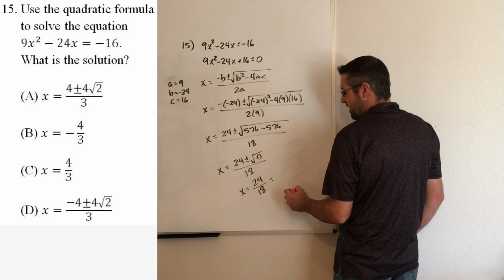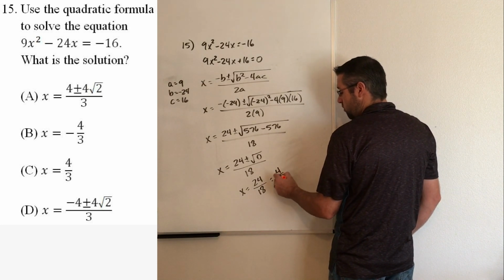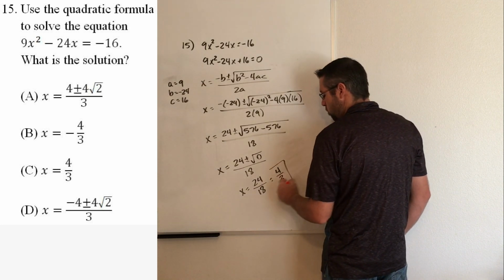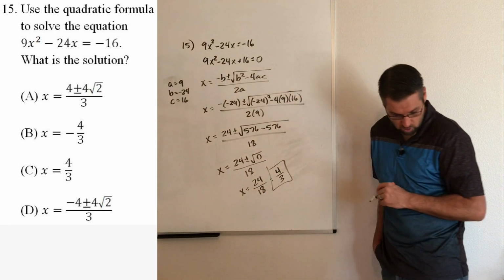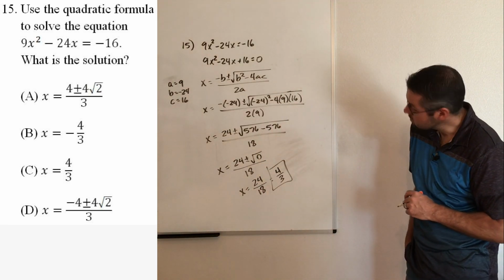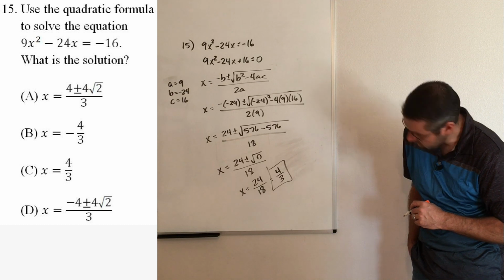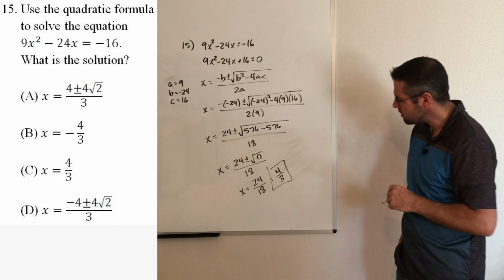That can be reduced by a factor of 6. So we end up with 4 over 3. So we only get one solution here. One solution. And this was number 15. So our answer is C.